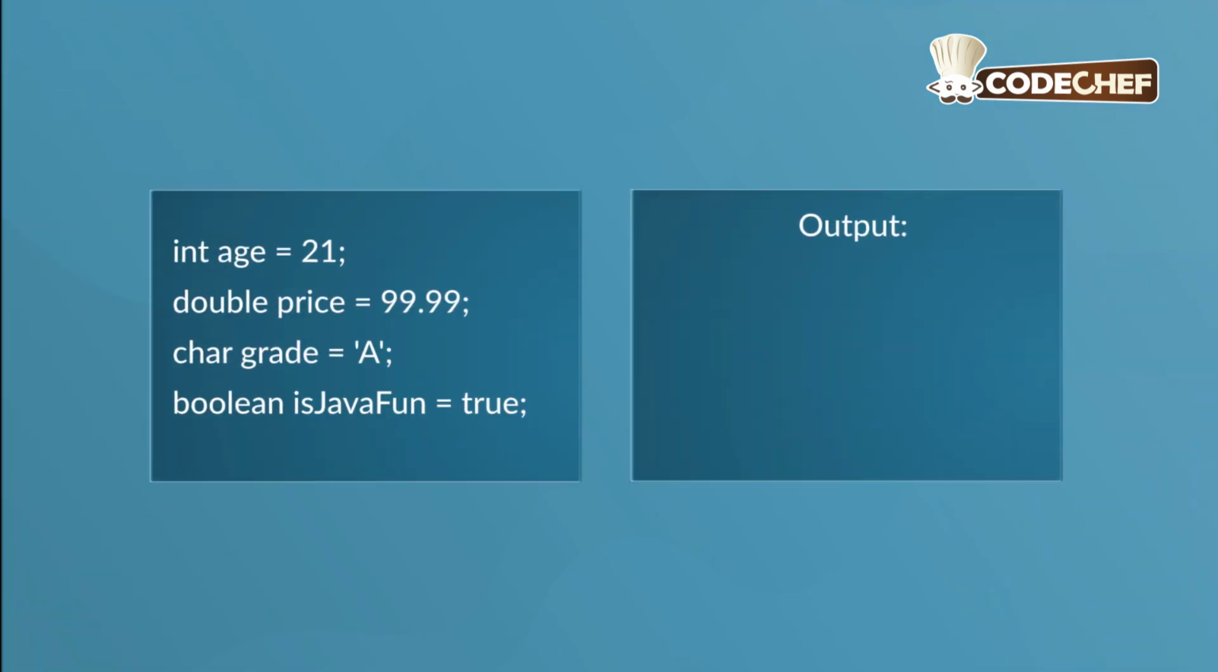Here's a simple example using only what we've learned. int age = 21; double price = 99.99; char grade = 'A'; boolean isJavaFun = true. The first line stores 21 as a number, the second stores 99.99 as a decimal, the third keeps the character A, and the fourth stores the value true. When we print them, the output is 21, 99.99, A, true.